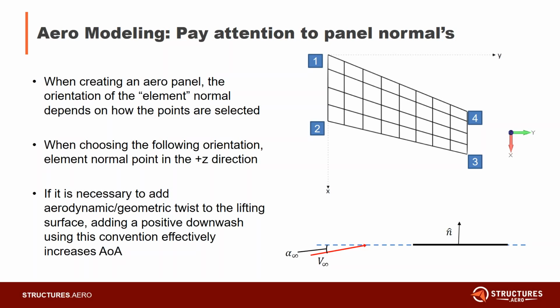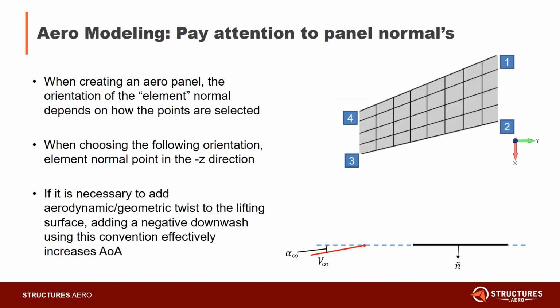You can see a cross-sectional cut below that guy. If we want to modify the geometric angle of attack of one of these panels, effectively what we do is add a vertical downwash. So we're adding some positive downwash, positive being consistent with my element normal. That means we have some increased angle of attack that's effectively modeling our geometric angle of attack. Now, suppose that we have a different orientation.